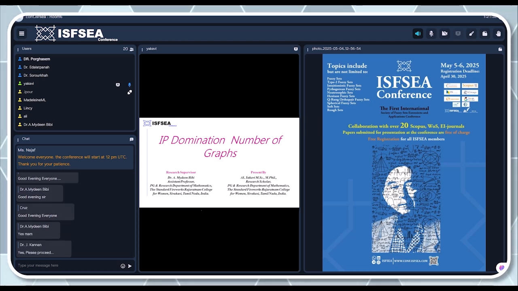Motivated by the interesting concepts of isolate domination and pendant domination, I derived the new parameter IP domination. I found the IP domination number for standard graphs, path, wheel, related graphs, and also some special graphs.